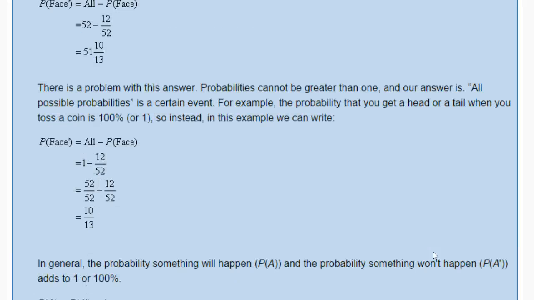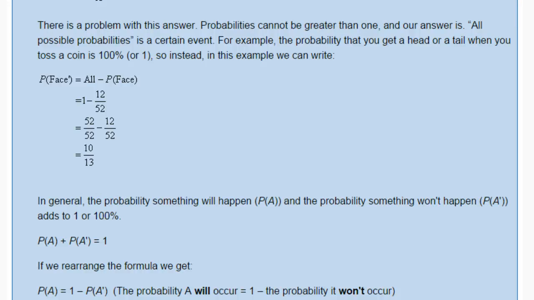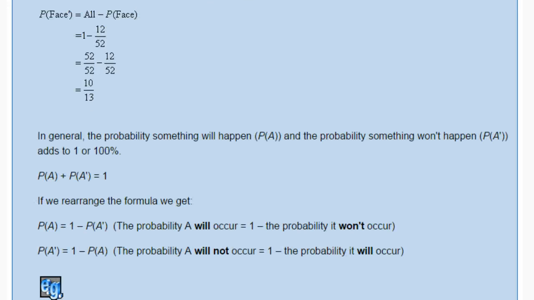Now the text gives you a faulty answer. I'm not going to go through that faulty answer. We're going to go straight to the correct answer. The probability of drawing face prime is equal to all probabilities subtracting the probability of drawing a face card. So in this case, all probabilities would be 1. Subtract 12 over 52, that's the probability of drawing a face card. So 52 over 52 subtract 12 over 52 gives us 40 over 52, not shown here, and that simplifies to 10/13.